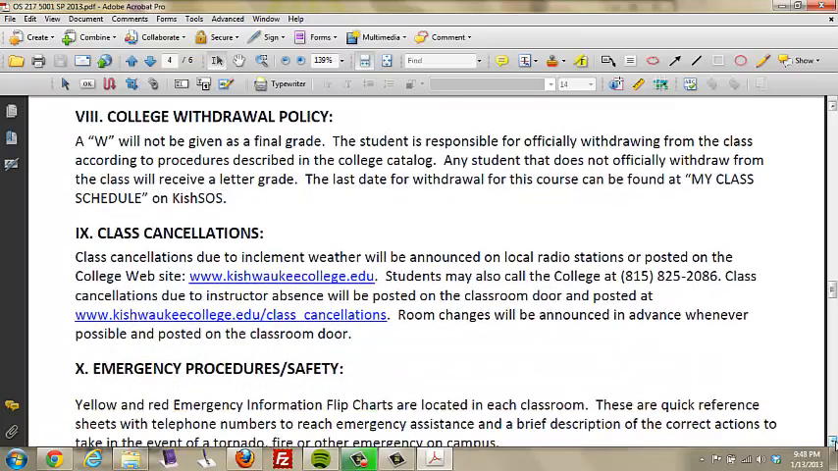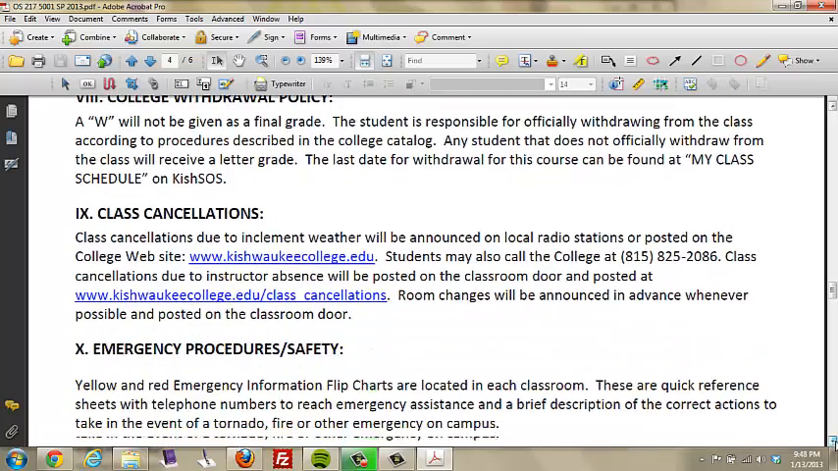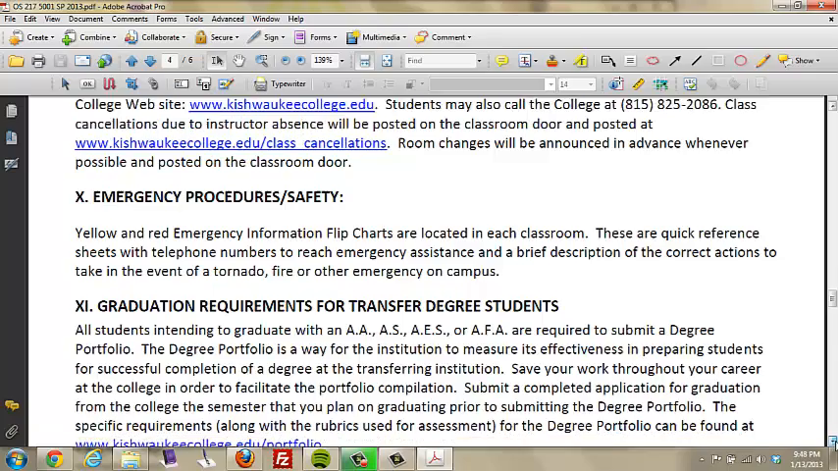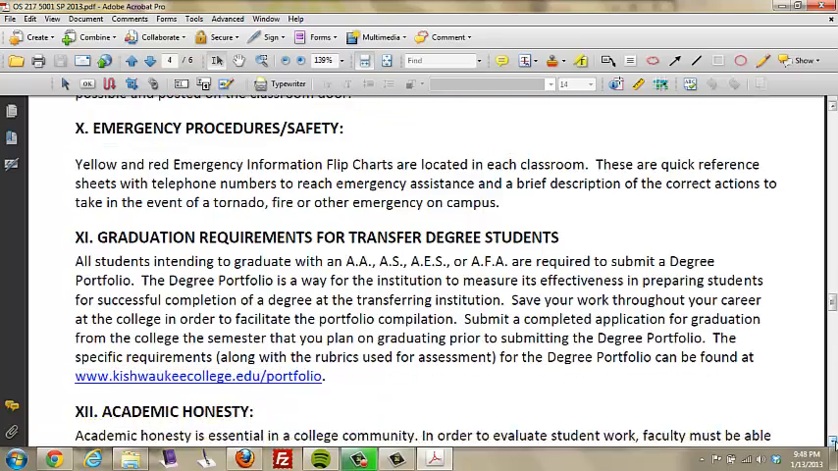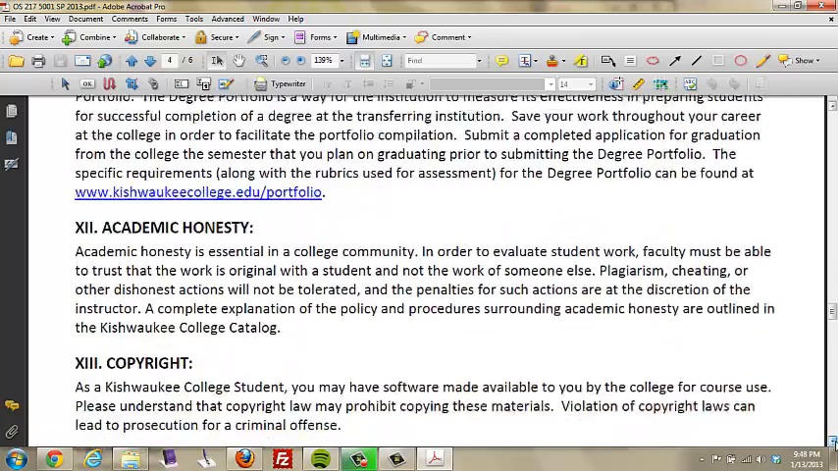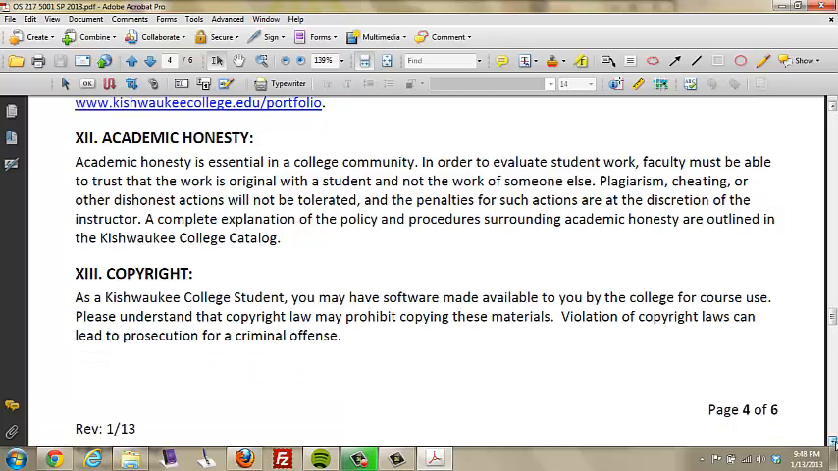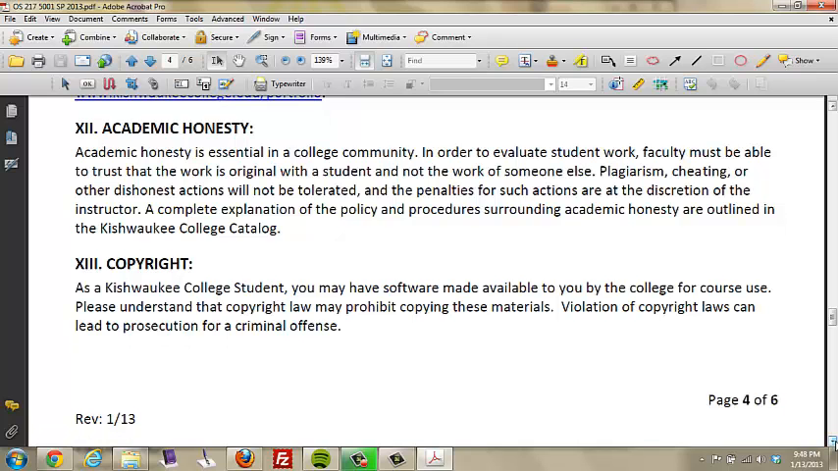I'm just skipping some of the things on campus because you're online, and so that doesn't really work with you. Academic honesty is very important, and so making sure that you're doing your own work and not the work of someone else is important to me. So if I notice that, I will give students zeros and then consider further action against the student. So please make sure you're doing your own work.